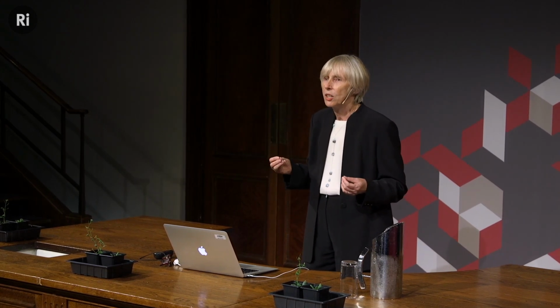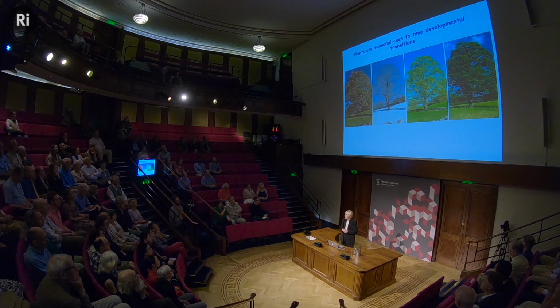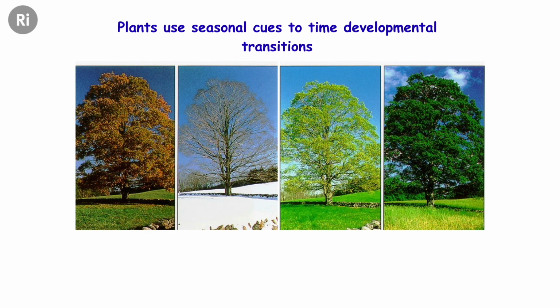Plants can't move. They have to thrive where they are. So they have to follow the environment. They have to monitor temperature, day length, many aspects of the environment to actually be able to thrive and produce seed. So plants use many environmental cues day-to-day to monitor and regulate their growth and metabolism, but they use seasonal cues to time their development.